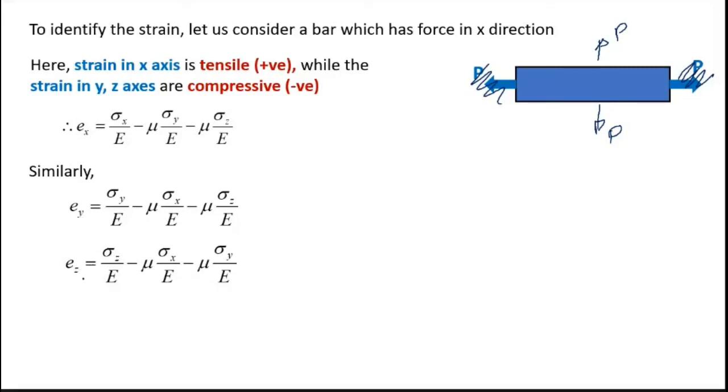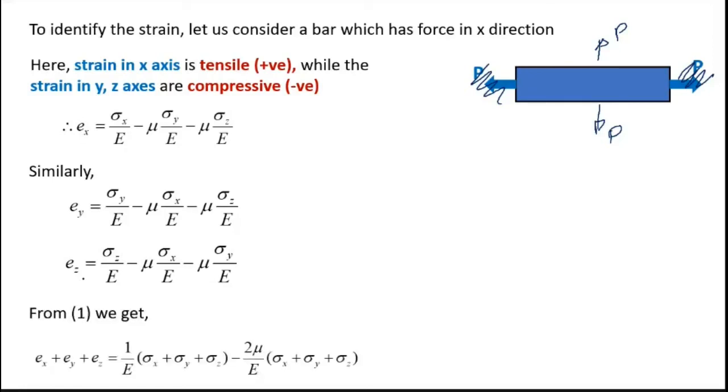Now to get my volumetric strain, I am going to add these. So let me add this. When I add this, I get 1 by E into (sigma x plus sigma y plus sigma z) minus 2 mu by E into (sigma x plus sigma y plus sigma z). So நான் இதெல்லாம் வந்து ரெண்டு டைம் வரும். இங்க ஒரு தடவை வருது, இங்க ஒரு தடவை வருது. 2 times. Similarly, here and here. So minus 2 mu by E sigma x plus sigma y plus sigma z. So this is what my equation is.